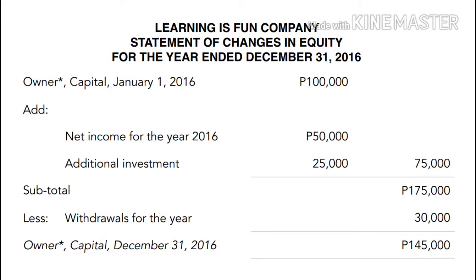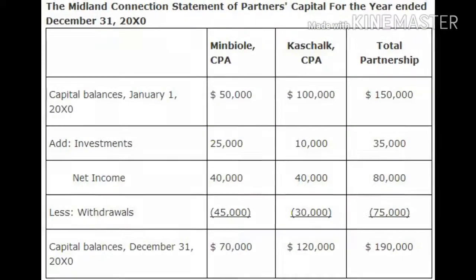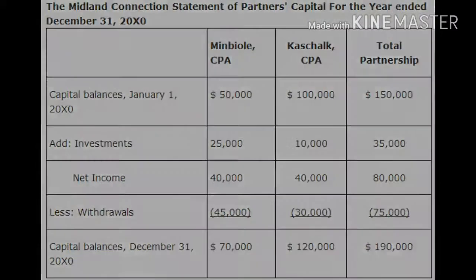Single or sole proprietorship: an entity whose assets, liabilities, income, and expenses are centered or owned by only one person. Partnership: an entity whose assets, liabilities, income, and expenses are centered or owned by two or more persons called partners.